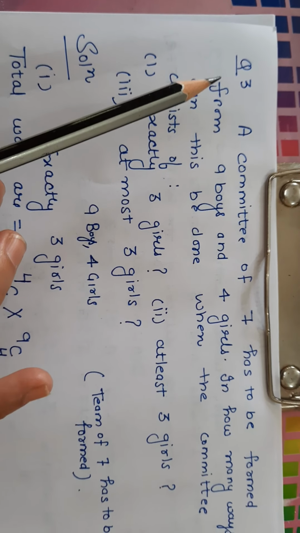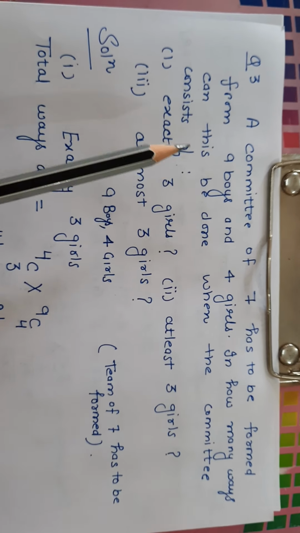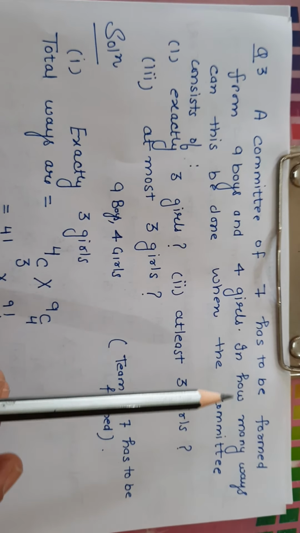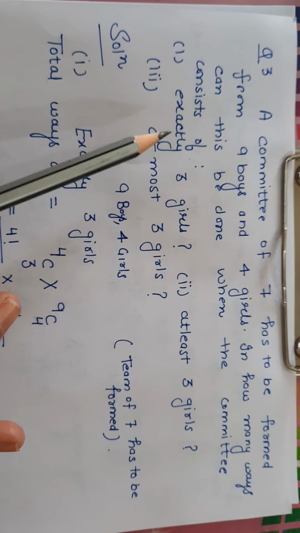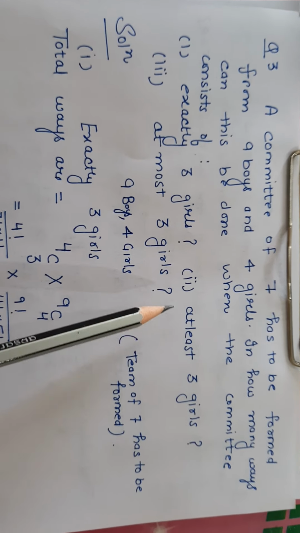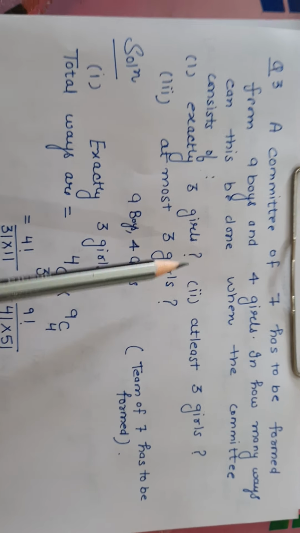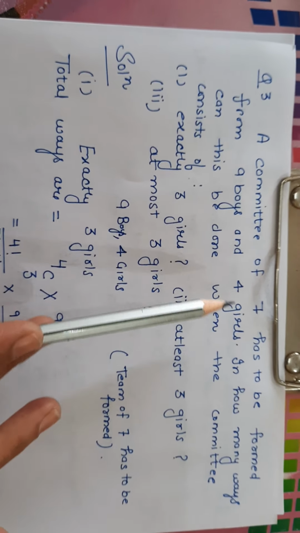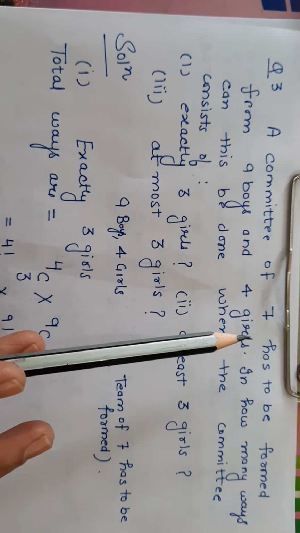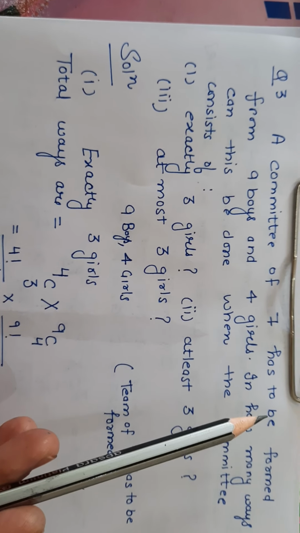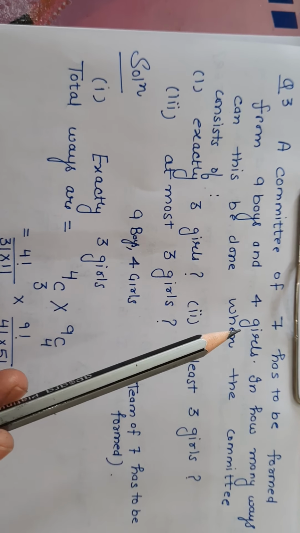Question number 3. This is a very important question. A committee of 7 has to be formed from 9 boys and 4 girls. In how many ways can this be done when the committee consists of, first part, exactly 3 girls, second part, at least 3 girls, and the third part, at most 3 girls? Here you have 9 boys and 4 girls. You have to select a team of 7. Again, in this problem, order is not important. So we are going to apply selection. Whenever we have selection, we'll apply combination.